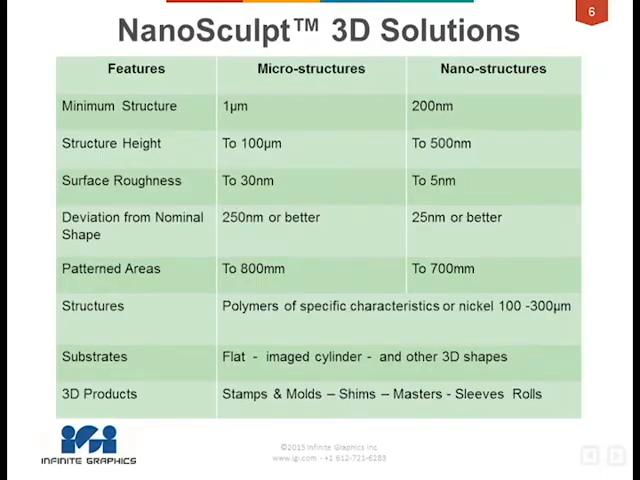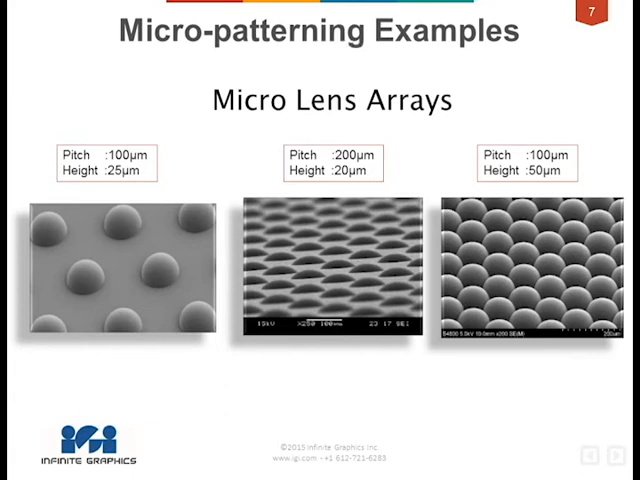This table is taken out of the NanoSculpt datasheet, and I encourage you to download that from IGI.com. There's a couple of key takeaways here, though, concerning the microstructures column and the nanostructures column. You can see the various feature sizes along with the patterned area size. And one of the key capabilities of IGI is the ability to do large patterned surface areas. So if you have a design that requires this kind of size pattern area, we really look forward to talking about your particular application.